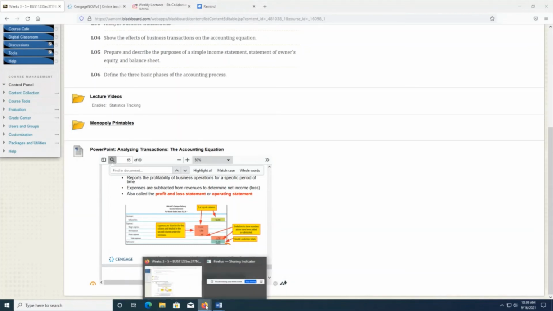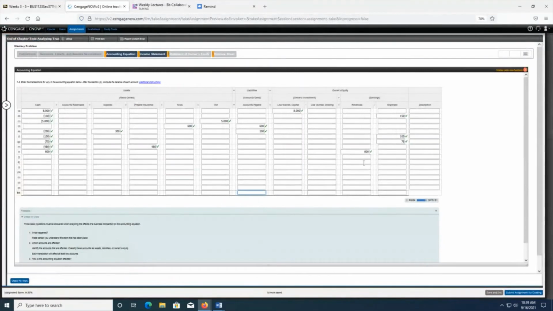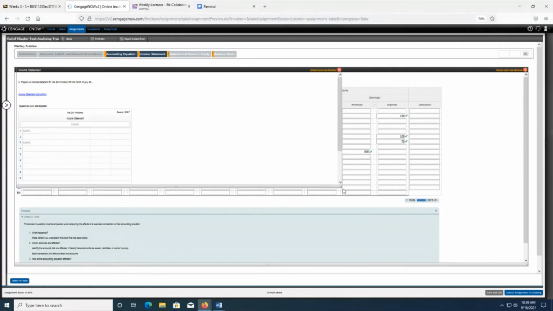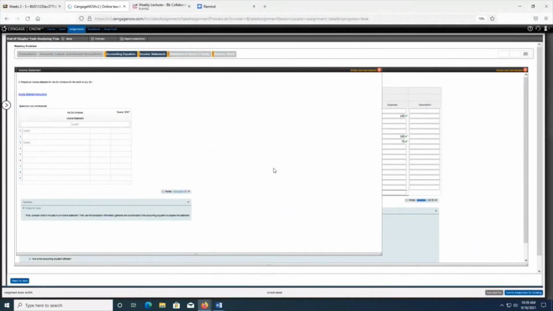So when we go into the income statement, it's basically giving us a blank sheet, and I'm going to expand this to where I can see all of it.